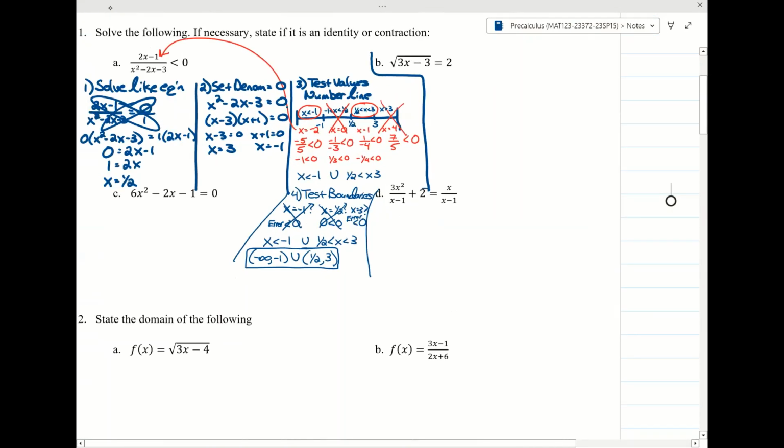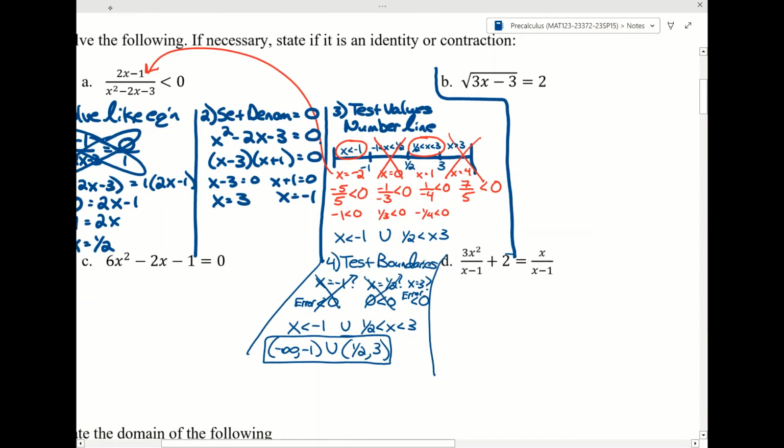So I'm going to keep working through this. I'm going to do letter B now, unless anyone has any questions about the last one. The last one, there's quite a few steps.